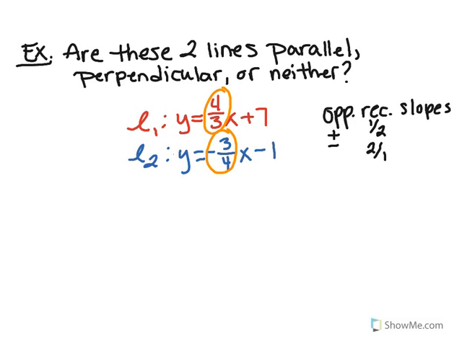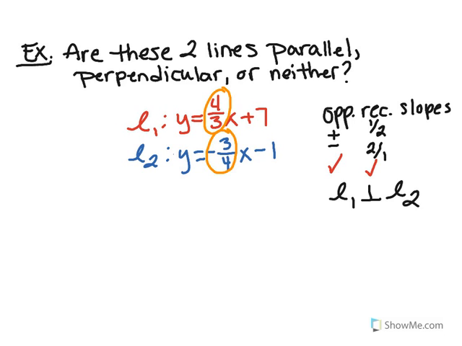Now, are 4/3 and -3/4 opposite reciprocal slopes? Well, if I took a look at their signs, 4/3 is positive, and -3/4 is negative. So they do meet the requirement that they are opposite. Are they reciprocals? Are they flipped fractions, 4/3 and then 3/4? Yes, they are. So this would be perpendicular lines. And I'm going to write it out formally for you. So line 1 is perpendicular to line 2.